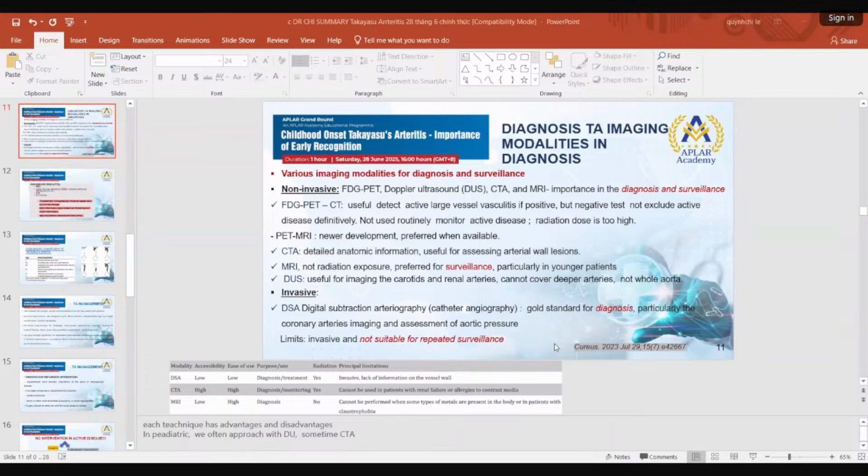So I think in clinical practice we should consider the availability of the facilities and the strong and weak points of each technique, so we can use it properly and safely for our patients.